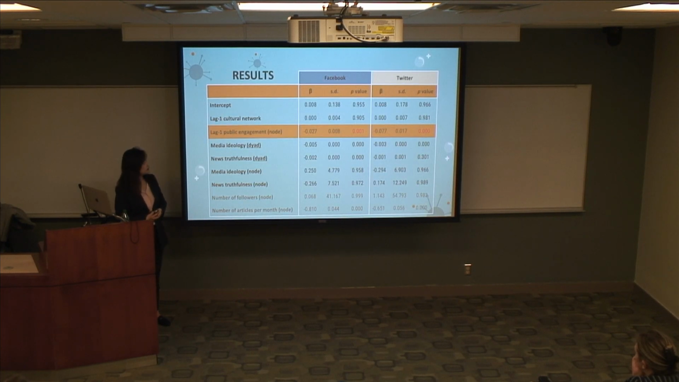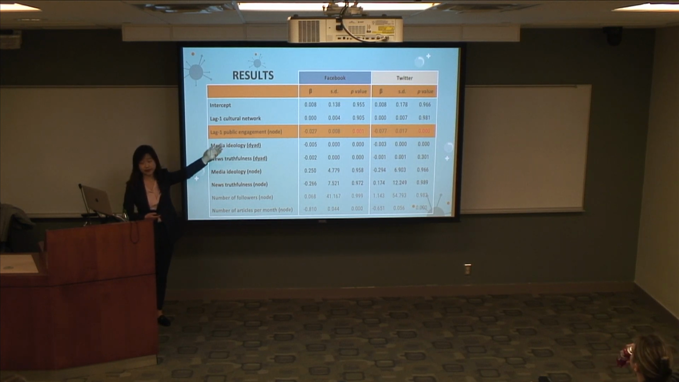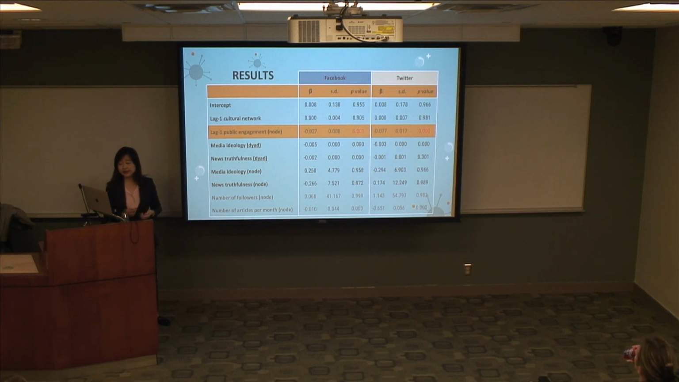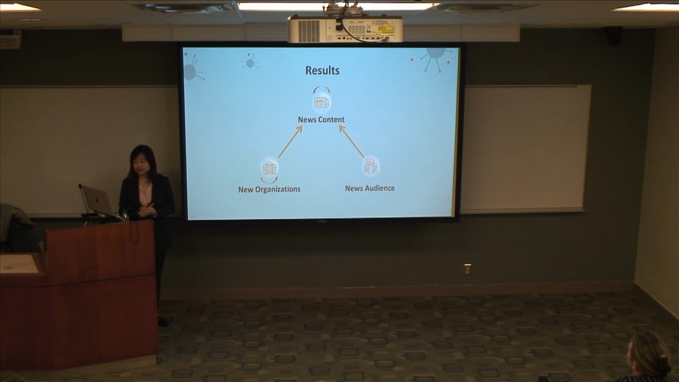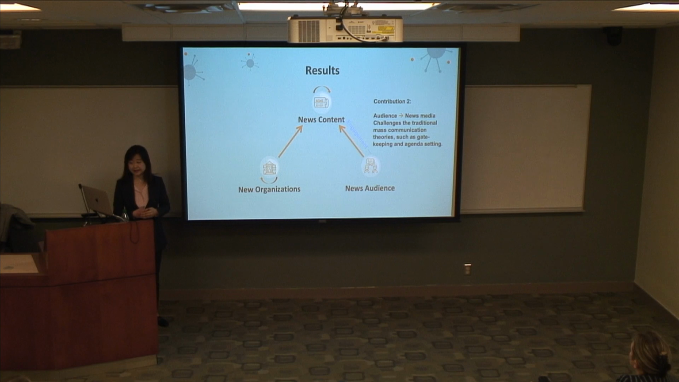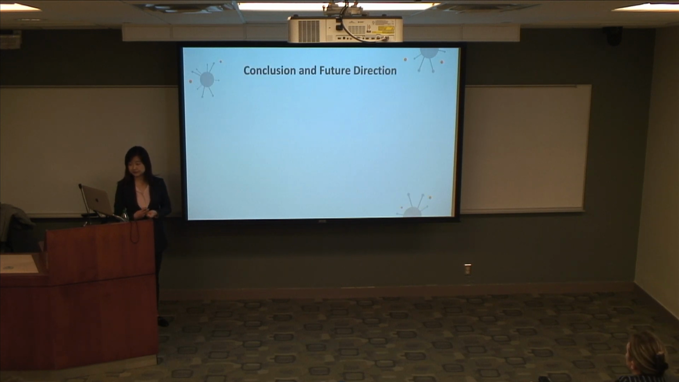Another important independent variable is the lag 1 public engagement, or social media engagement, on Facebook and Twitter. Social media engagement in the previous month is a significant predictor of the news text similarity between news in the next month. Again, this result means that news audiences indeed indirectly participate in the agenda setting and gatekeeping processes, which challenges the assumption of traditional mass communication theories like agenda setting and gatekeeping.